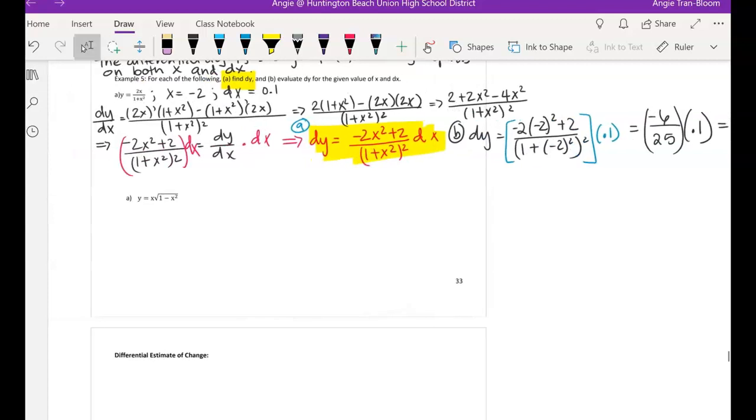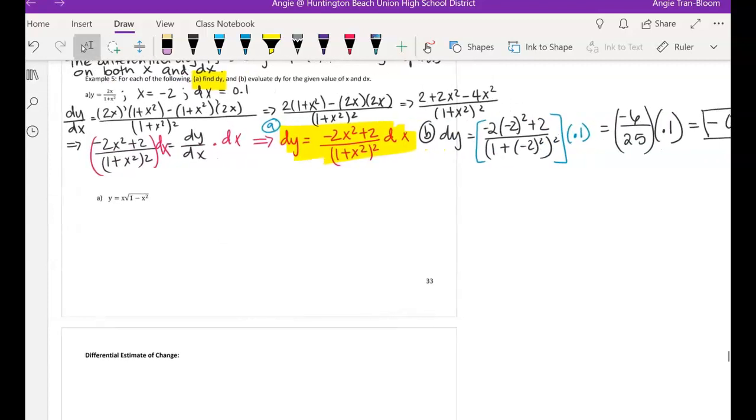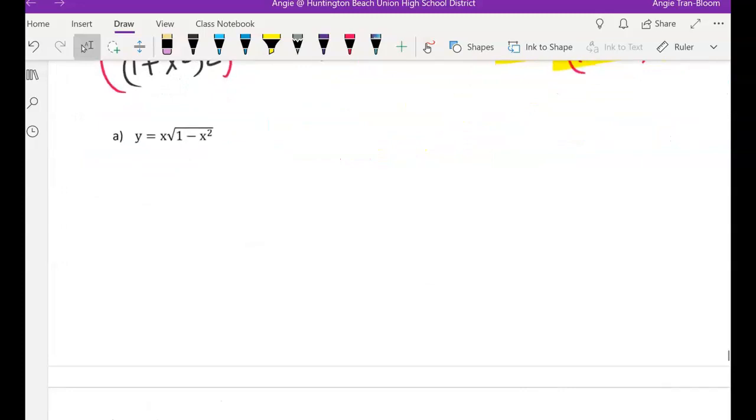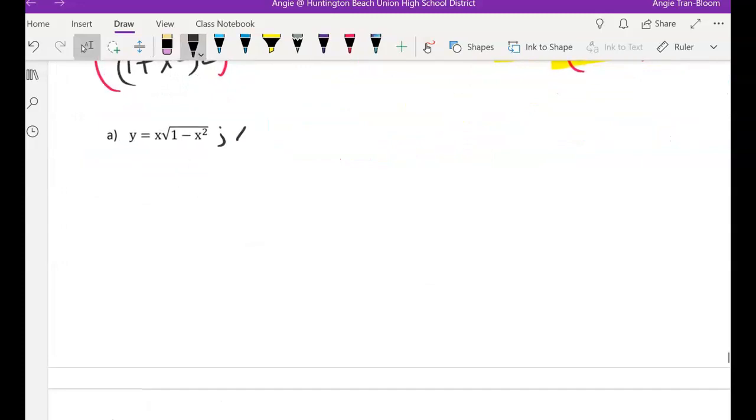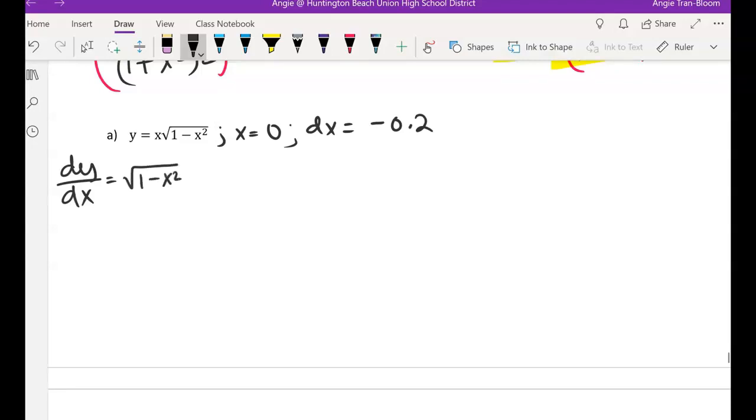Let's try it again with example 5b. And again, it looks like I forgot to give you what the x value was supposed to be. X will be 0, and dx is going to be negative 0.2. Let's do dy over dx, which is the derivative. I'm going to use product rule and chain rule. U prime is going to be 1, so now I have 1 times the square root of 1 minus x squared plus x times the derivative of that radical, 1 minus x squared, so it's going to be half times 1 minus x squared to the negative half power.